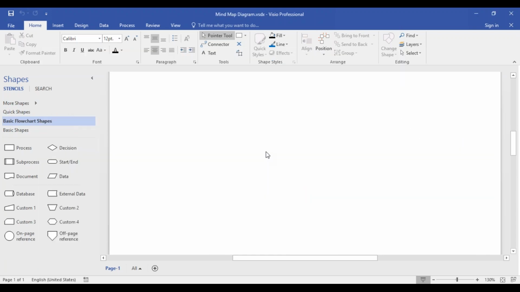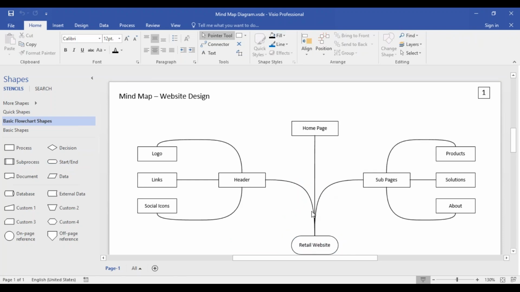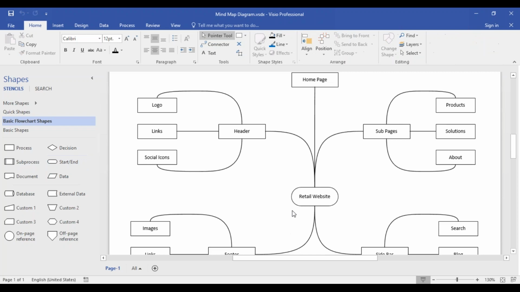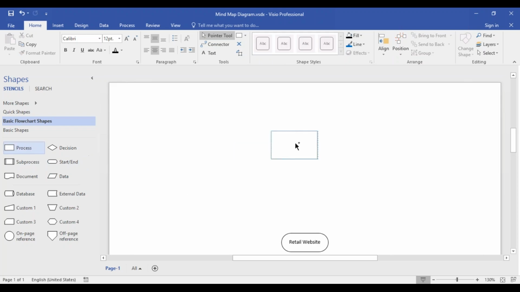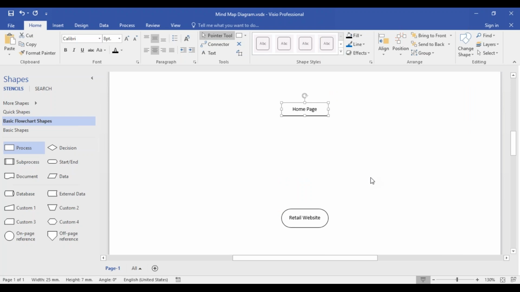Correct? First, create the center part of the topic. Drag it. Make sure you find the center line. Leave it here. So what is this? It's a retail website. Next, add the process. What is this process? It's a home page that you are defining for a retail website. It's for a retail company. Copy, paste.